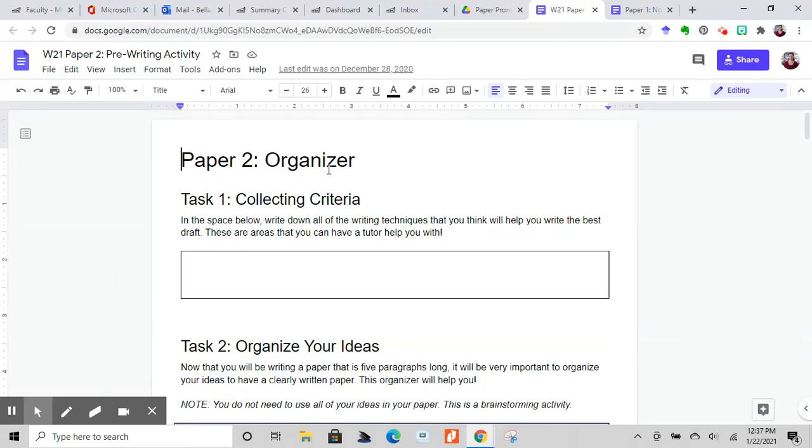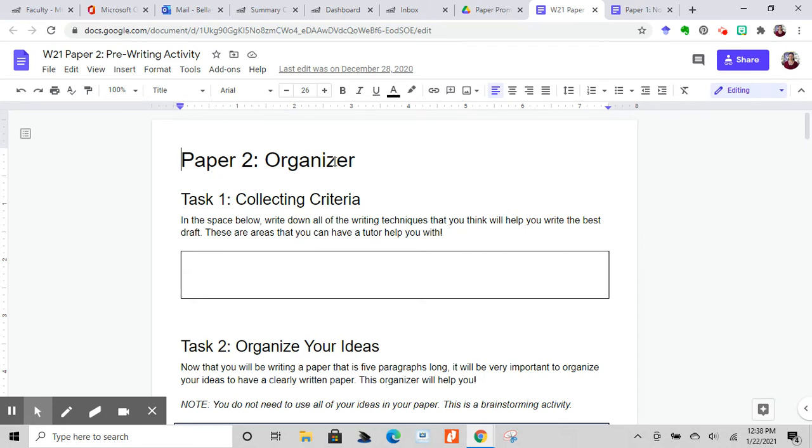Hello, I am going to explain this pre-writing activity. It is an organizer that is going to help you brainstorm some ideas and figure out what you want to include in your paper for each paragraph. So this is going to help you organize your ideas before you sit down to write the first draft of your paper. This will help you a lot, so I encourage you to do this and take it seriously when you do it.